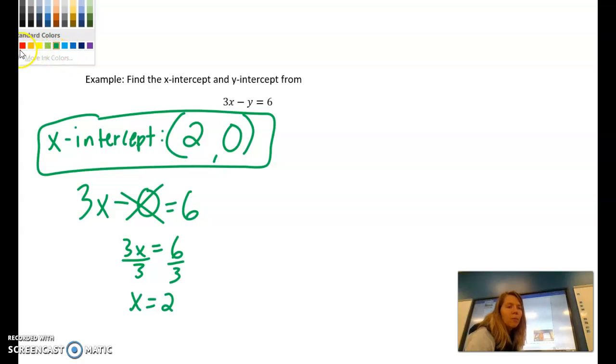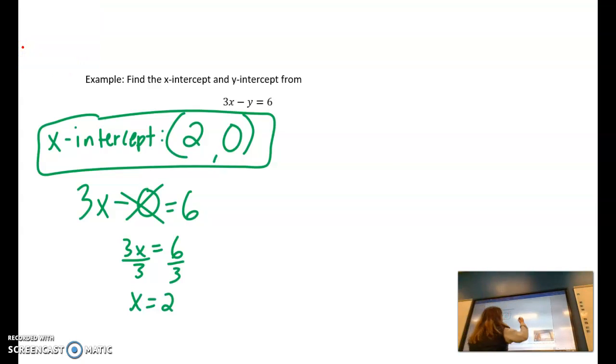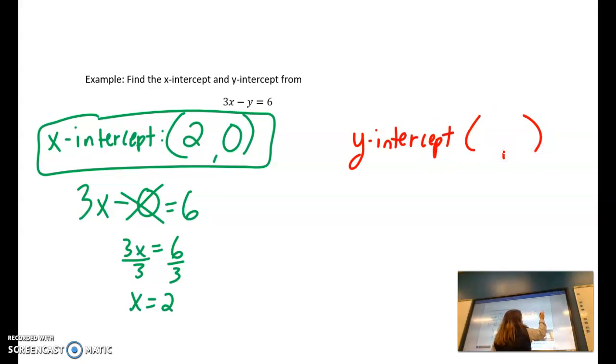Now, what about my y-intercept? So now let's go ahead and find that. So if I am solving for y, that means I'm looking for my y value, so my x value is 0. So let's write the equation, but let's make x 0, because that's what an intercept is.